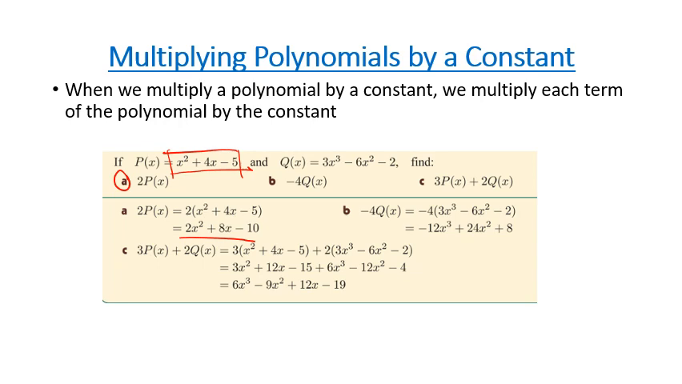So remember, whenever you're multiplying a function by a constant, you just multiply every term in that function by that constant.